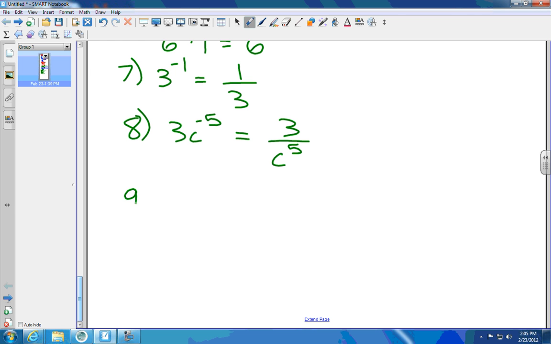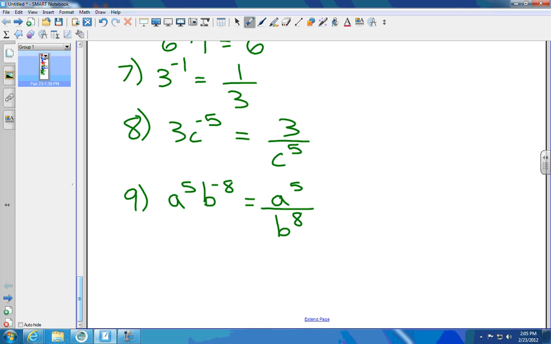Number 9. a to the 5th and b to the what? Negative 8. So what needs to be moved here? The b to the negative 8. What doesn't need to move? a to the 5th stays on the top. b to the 8th is moved to the bottom. Now it's positive. Again, that's all you can do.